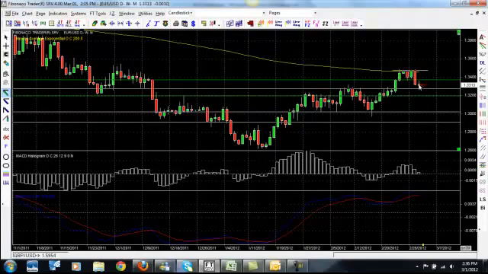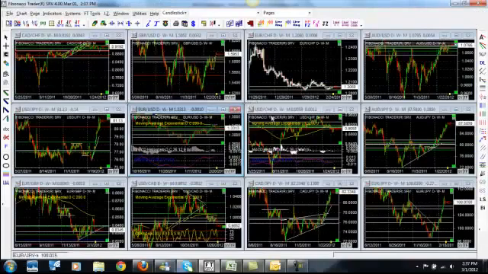If this thing continued to shoot down tomorrow, which is on a Friday, that would be a great opportunity for an entry point for a possible upswing back on Sunday when the Asian market opens up. All right, let's see what else we've got going on here.